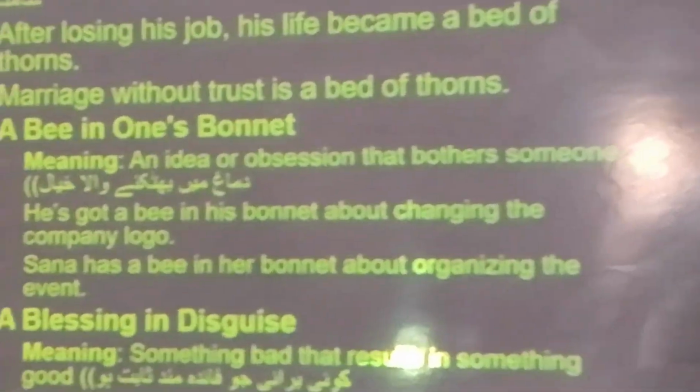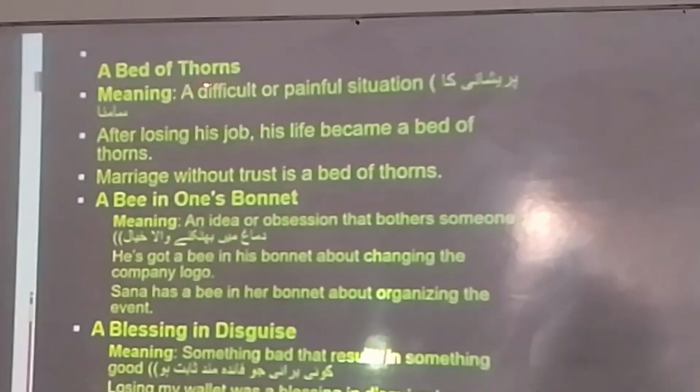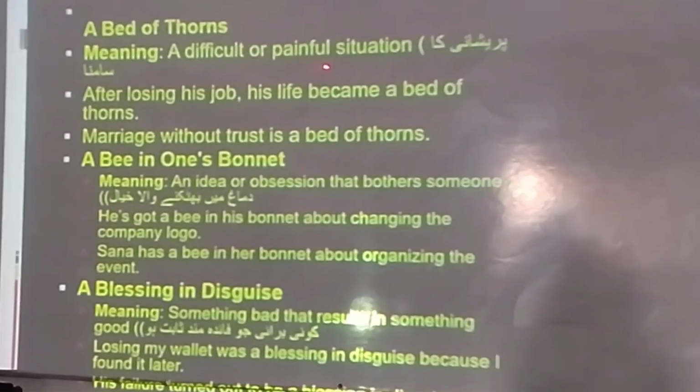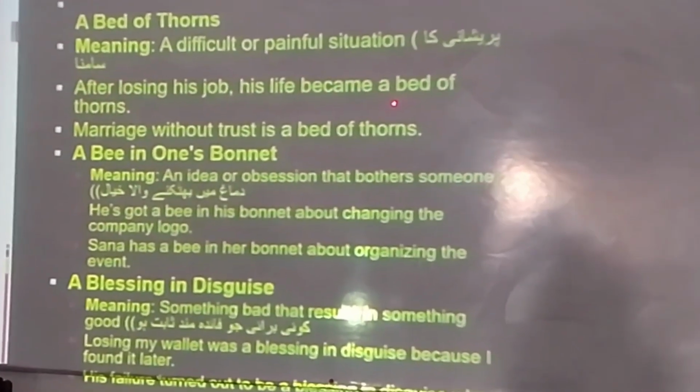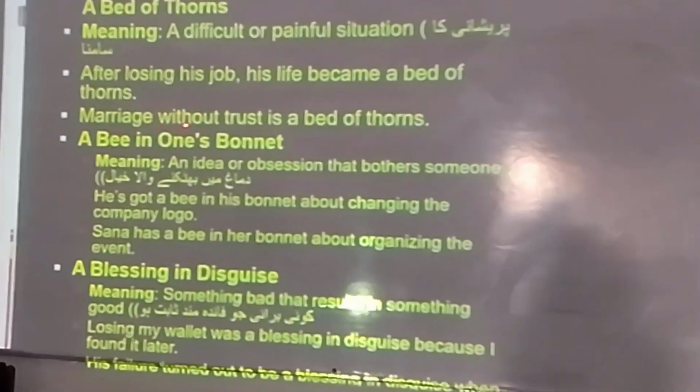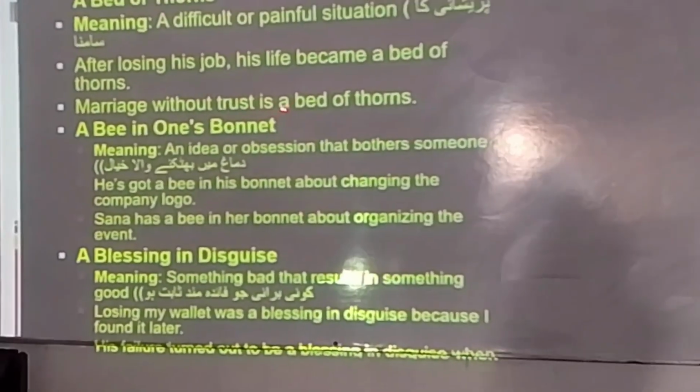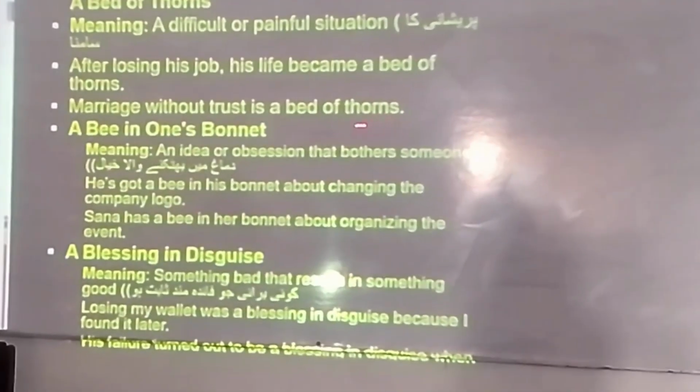Next one is a bed of thorns, meaning a difficult or painful situation. After losing his job, his life became a bed of thorns. Next one, marriage without trust is a bed of thorns.